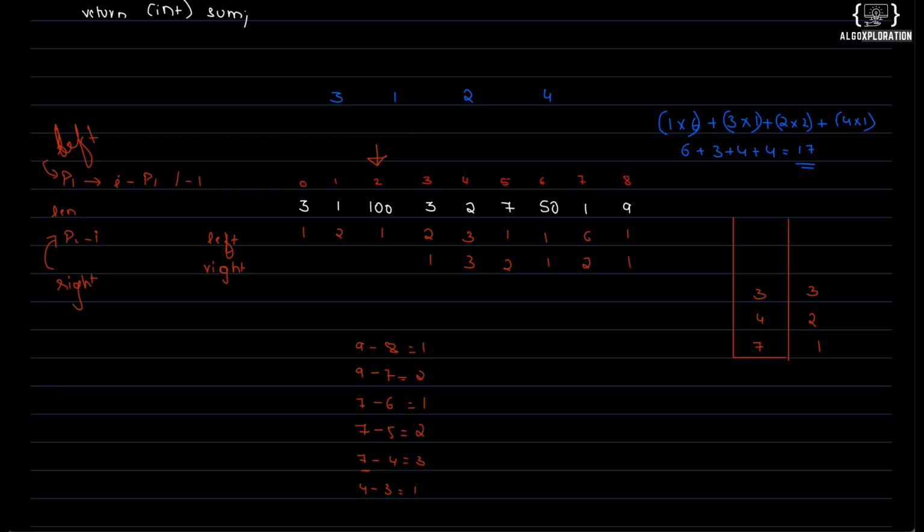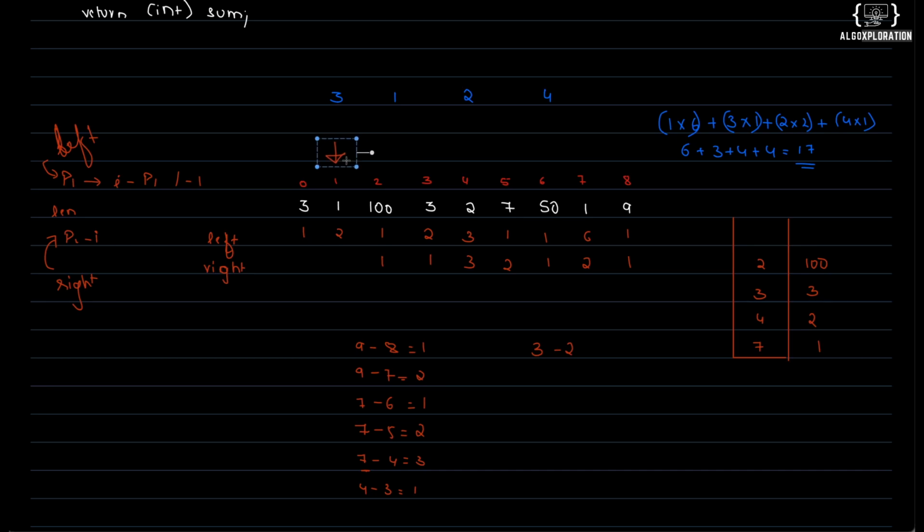Now see, for 100, the next smallest element is present at index 3 only. So calculate it: 3, which is the top of the stack, minus 2, which is where I'm pointing right now. So the answer is 1. And store the index 2 over here. The value is 100, and move further.